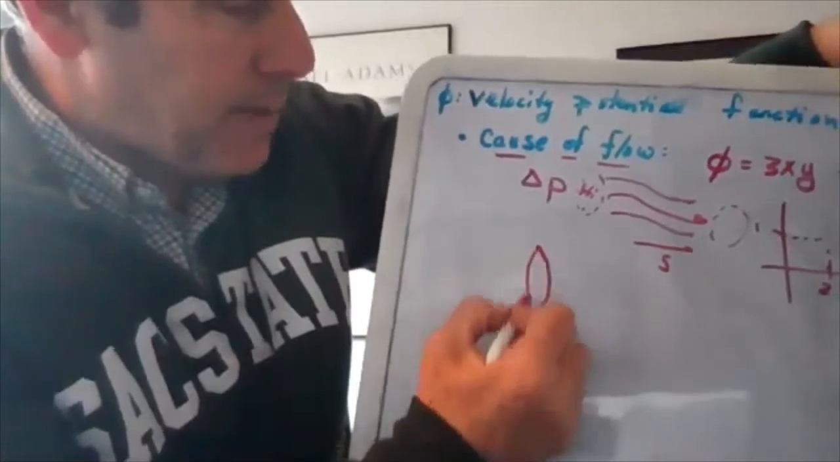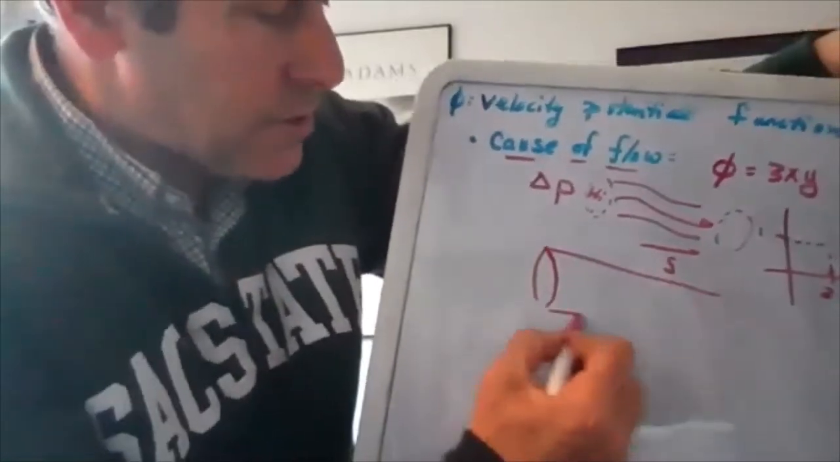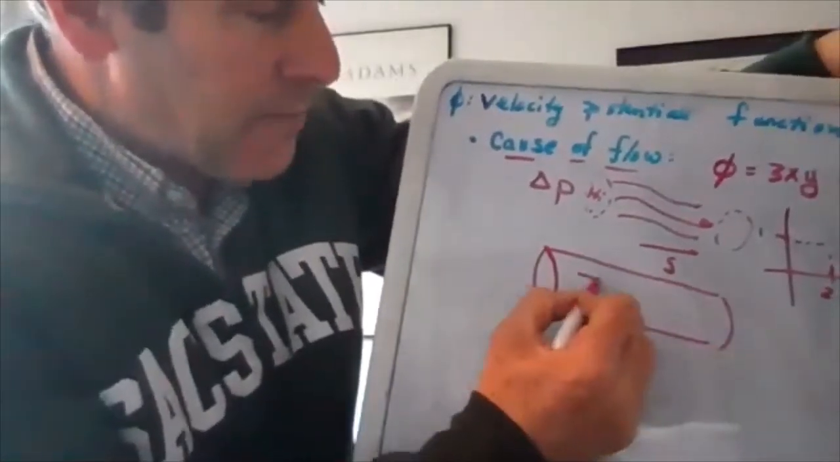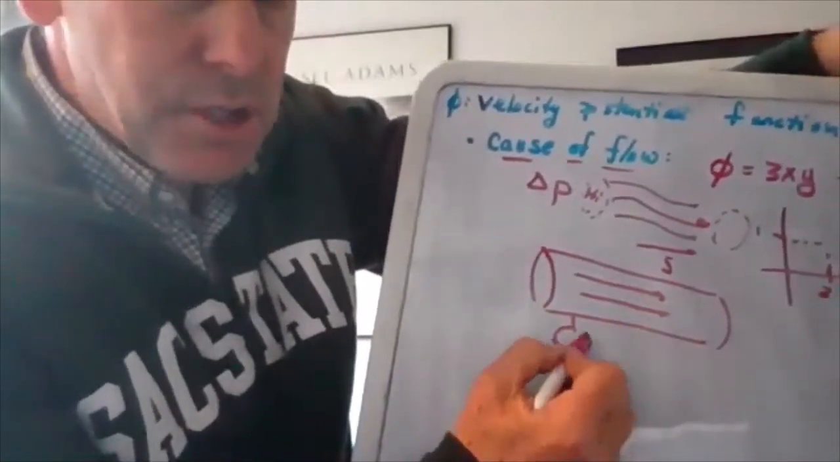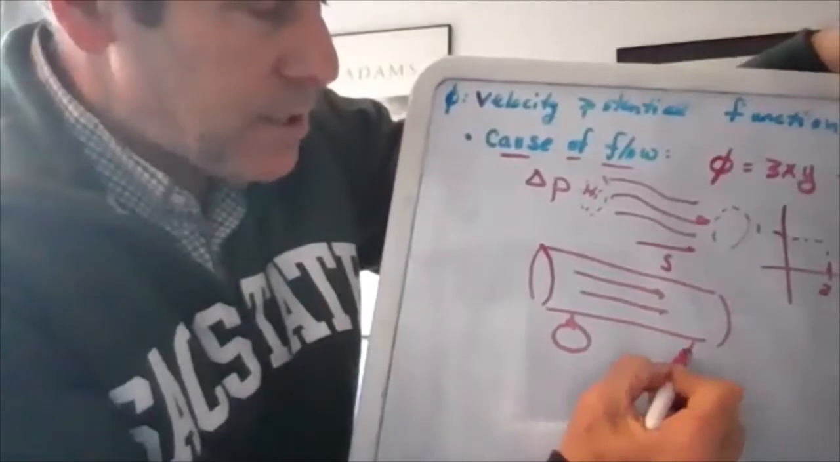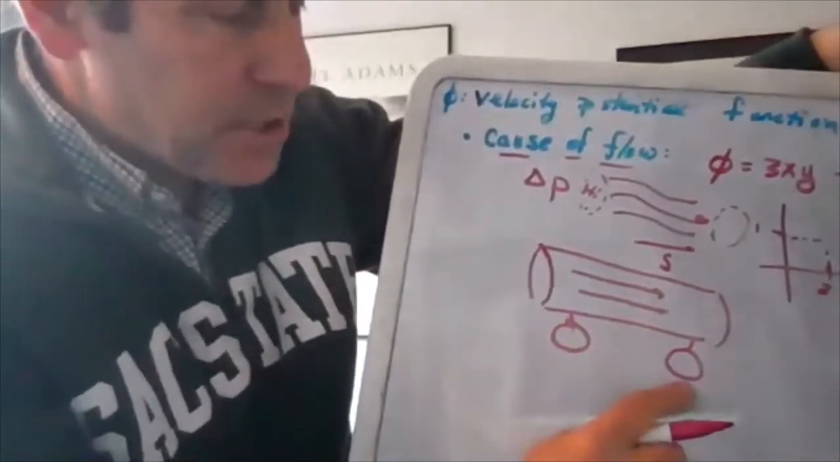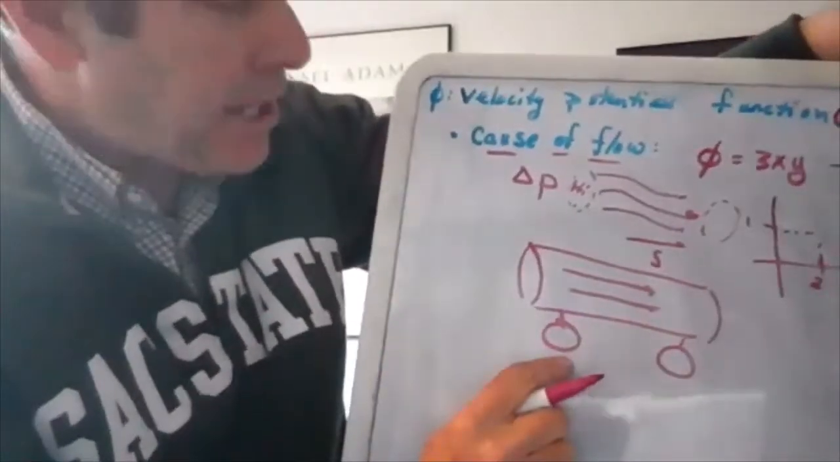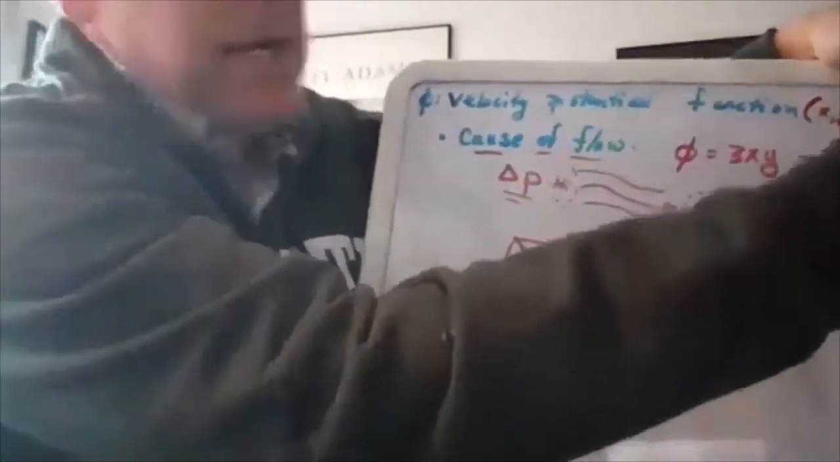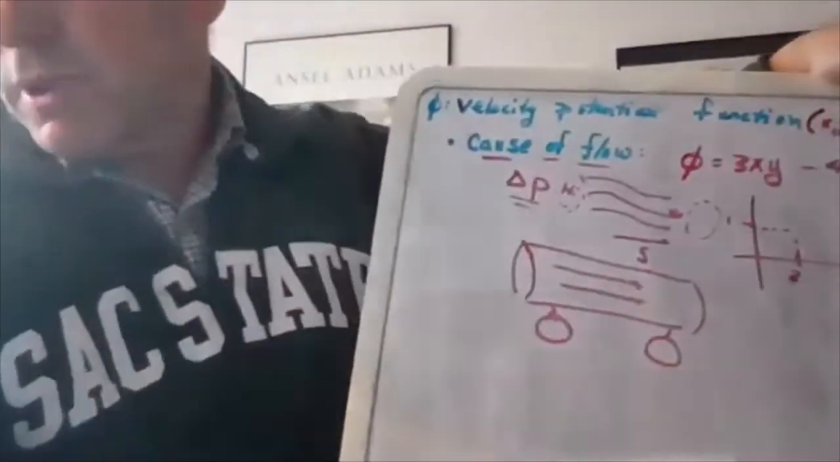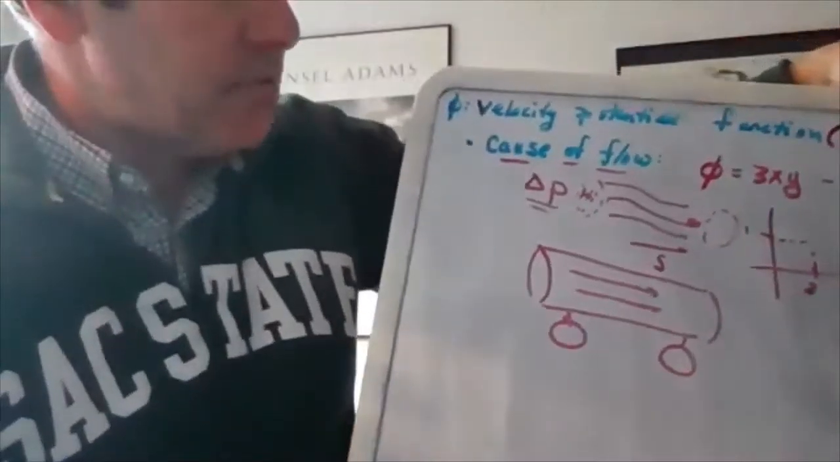Second example, really quickly. We're going to get into pipe flow as we go further on in this course. If we have flow going this way in a pipe, and we have a gauge that registers pressure at this point and pressure at this point, the pressure here is going to be lower than the pressure there, and we're going to say it's the delta P that's causing the flow. So that's a background idea: delta P causes flow.